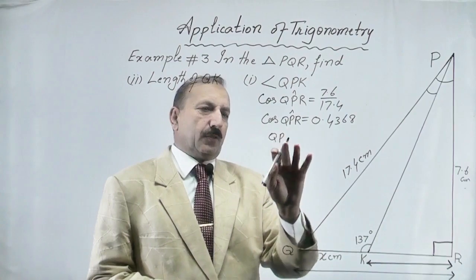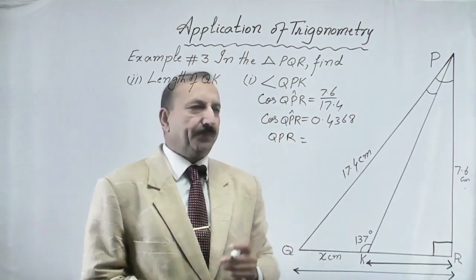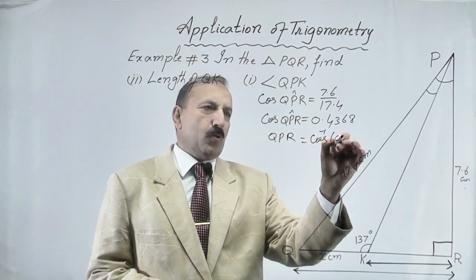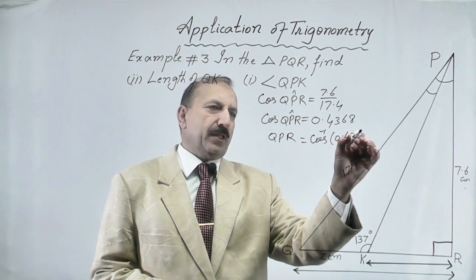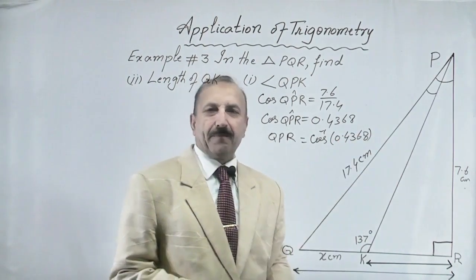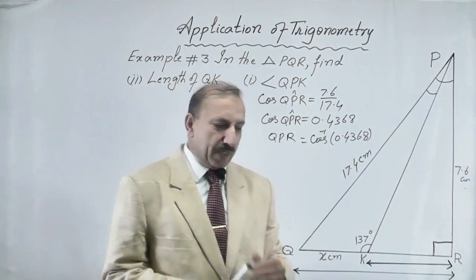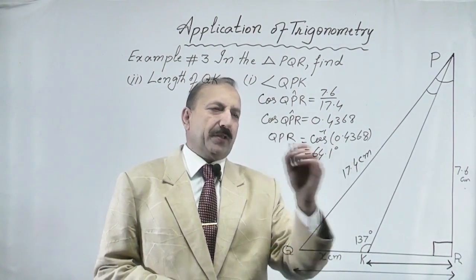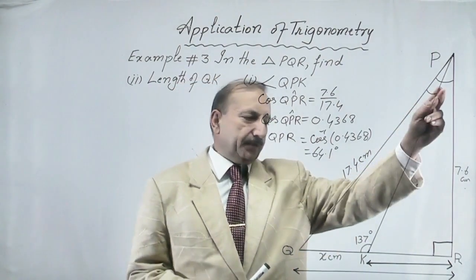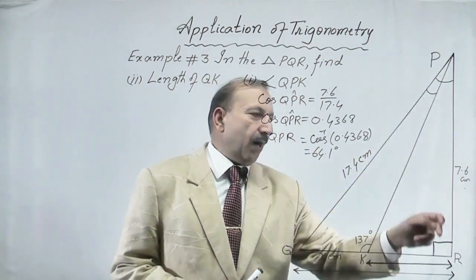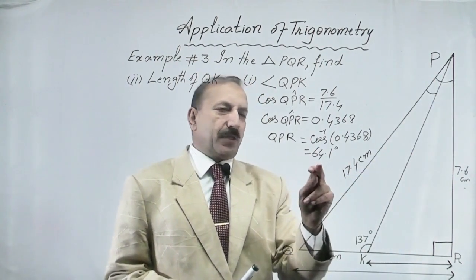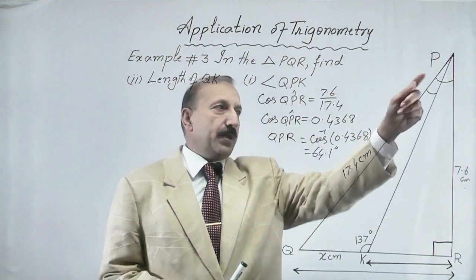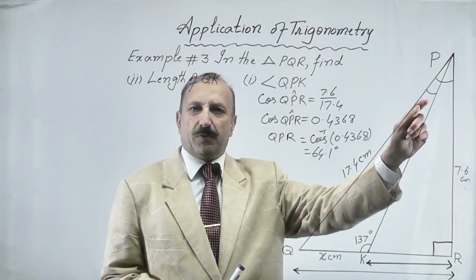QPR will be equal to cosine inverse of 0.4368. And when we operate this value on the calculator, we will get the angle 64.1 degrees. This angle here, QPR, this total angle is 64.1. And our target is angle QPK, this angle. This actually we need to find.